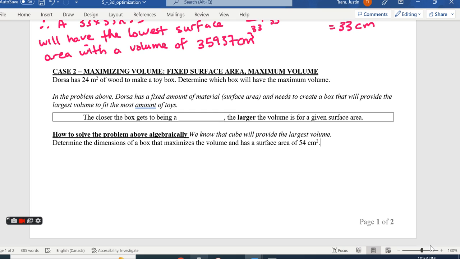So the closer the box gets to being, again, a cube, the larger the volume is for a given surface area. Okay? So if I have a fixed amount of material left, and I want to create as much volume as possible, get it as close to a cube as possible. We know that the cube will provide the largest volume. Determine the dimensions of a box that maximizes the volume and has a surface area of 54 centimeters squared.